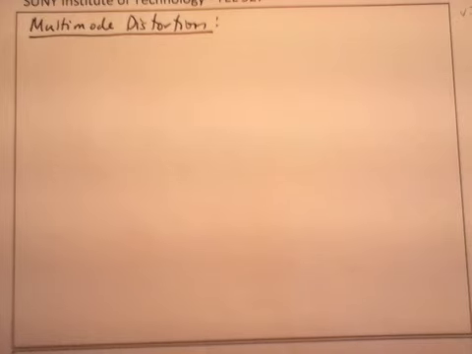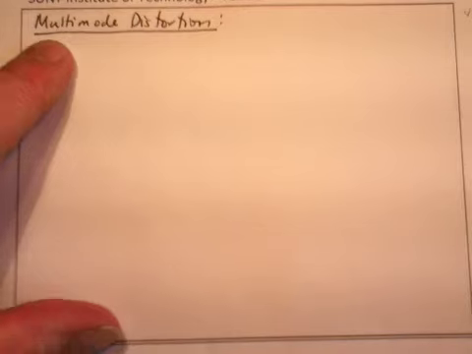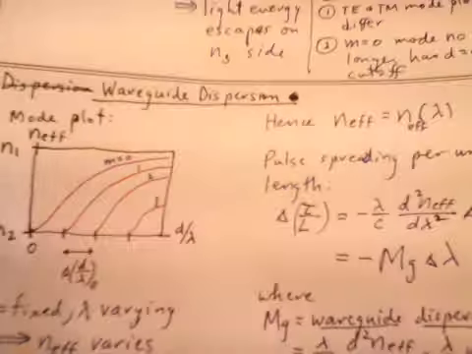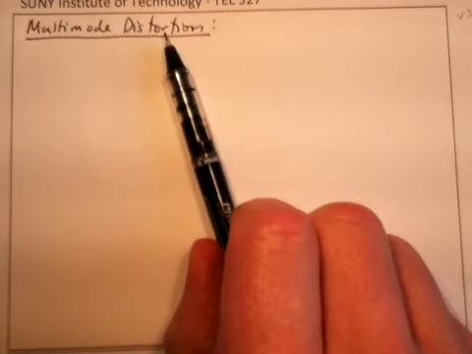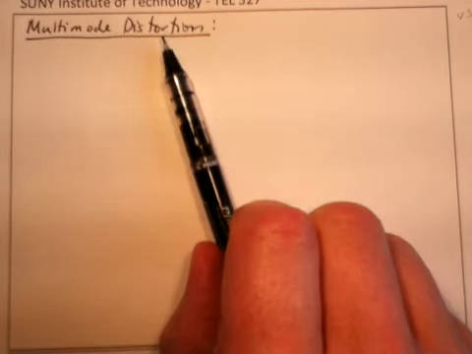Okay, here's a video that continues the discussion from section 4.5 of the text, and this is about multimode distortion. I just got done talking about waveguide dispersion, and it turns out that for multimode fibers there's yet another contributing factor to the total pulse spreading per unit length. We don't call this a dispersion, though, because it is not a wavelength dependent thing. There's no delta lambda involved in the equation that we're going to arrive at.